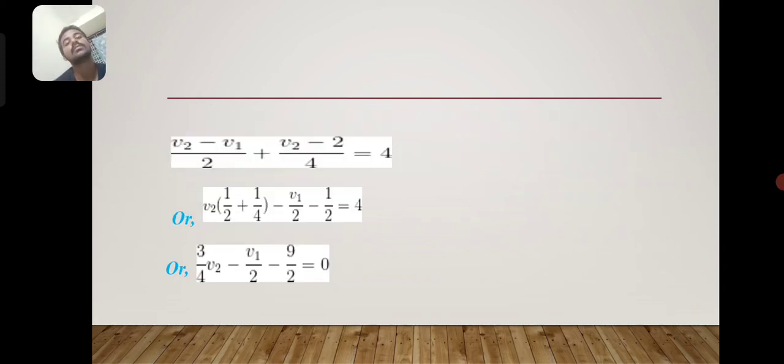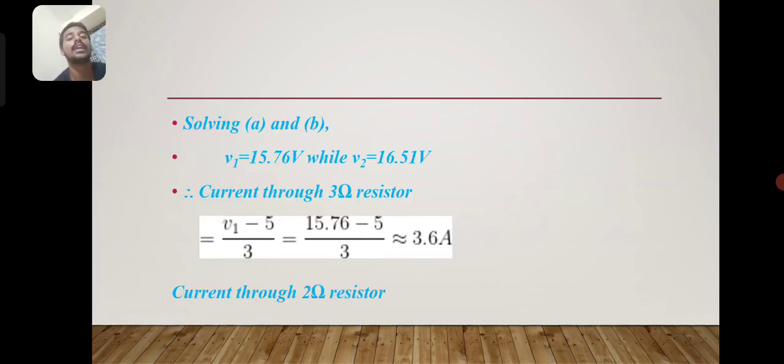For node 2, (V2 minus V1) by 2 plus (V2 minus 2) by 4 is equal to 4. By calculating this, V2 into (1 by 2 plus 1 by 4) minus V1 by 2 minus 1 by 2 is equal to 4. Or we can write 3 by 4 V2 minus V1 by 2 minus 9 by 2 is equal to 0. Solving A and B, V1 is equal to 15.76 V, while V2 is equal to 16.51 V.